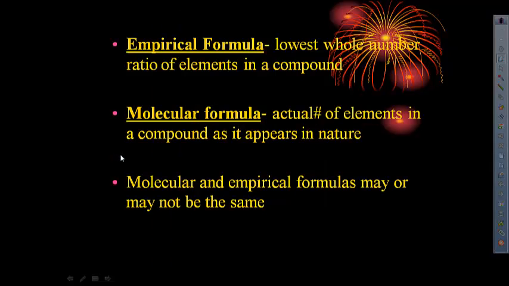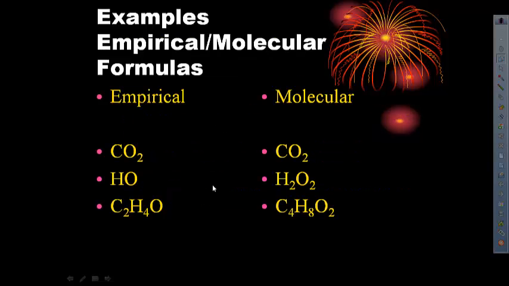Alright, so we're going to be talking about empirical and molecular formulas. An empirical formula is the lowest whole number ratio of the elements in a compound, while the molecular formula is the actual number. Now, it could be the lowest whole number ratio, or it could be a multiple of the lowest whole number ratio, a multiple of the empirical formula. So sometimes they're the same, sometimes they're different.